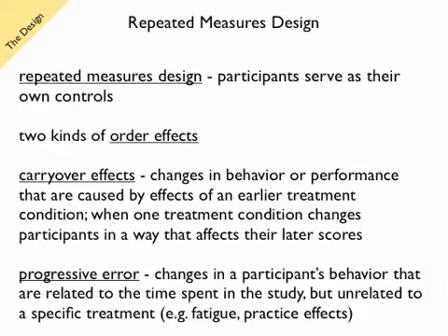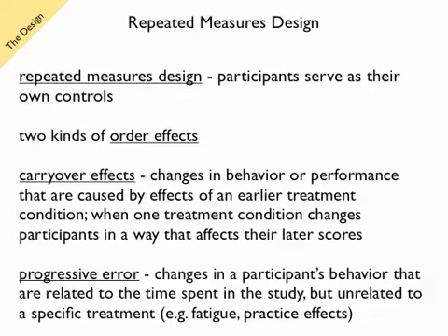Order effects have to do with the order that participants experience conditions of a repeated measures design having an effect on their behavior. And there's two different kinds of order effects. One is carryover effects. So these are changes in behavior or performance that are caused by the lingering effects of an earlier treatment condition, whether it's placebo or ginkgo. It's when one treatment condition changes participants in a way that affects their later scores under different circumstances.